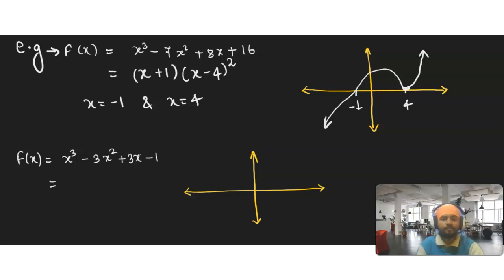Now if f of x is a perfect cube, x minus 1 whole cube, then as x equals 1 is the only distinct real root, and since its leading coefficient is positive, it would just pass through this point, and this is the end behavior of the polynomial function. So this is the graph for a cubic polynomial function, and that is the horizontal shift of 1 to the right. Thank you.